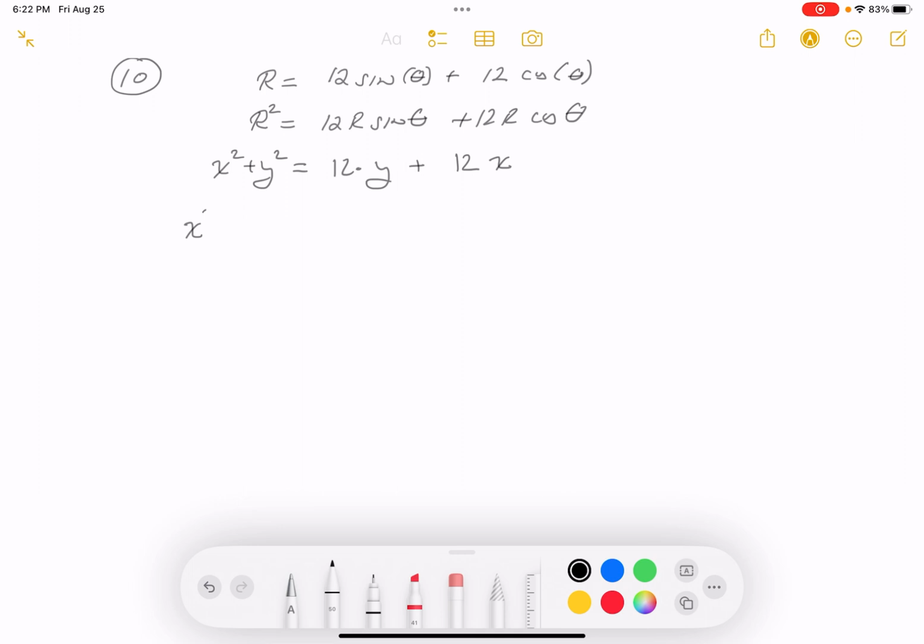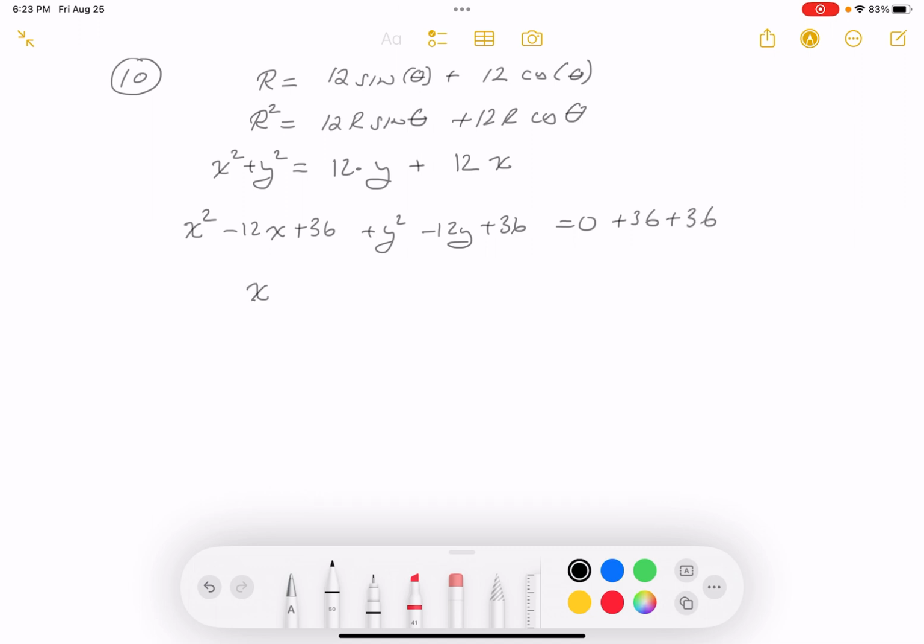Let me just rewrite it. X squared minus 12x plus y squared minus 12y is equal to 0. I'm going to complete the square. Half of minus 12 is minus 6. Square it is 36. Let's see what else I got over here. Half of minus 12 is minus 6. Square it, 36. Kind of nasty, right?